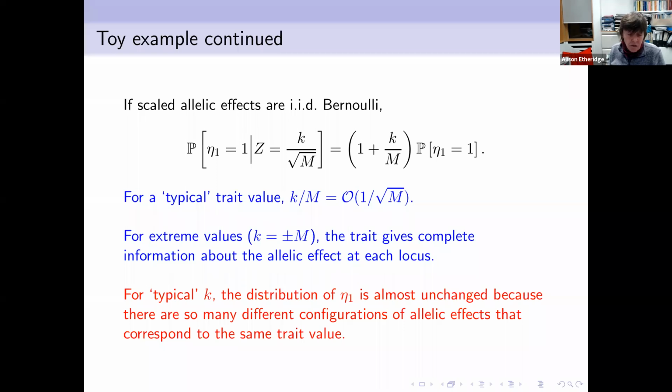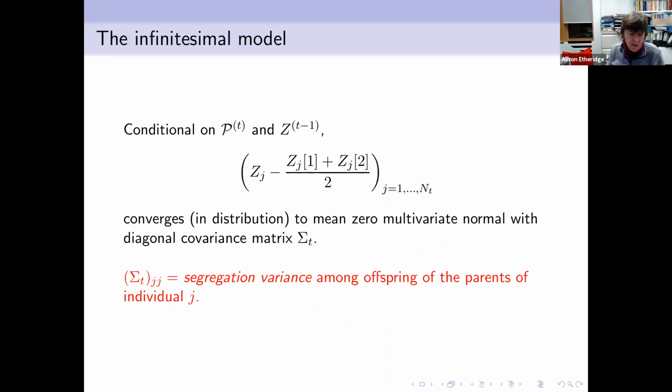And the reason that for typical k, the distribution of e to 1 is almost unchanged is, of course, because there are so many different configurations of allelic effects that correspond to the same trait value. And one can extrapolate from that and have many, many different combinations of allelic effects, which will give me the trait values that I declare on my pedigree. And as a result, it is not ridiculously difficult to prove that this quantity is indeed approximately a mean zero multivariate normal, at least as the number of loci tends to infinity.